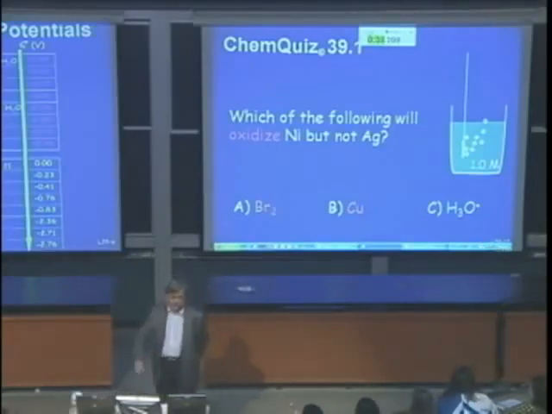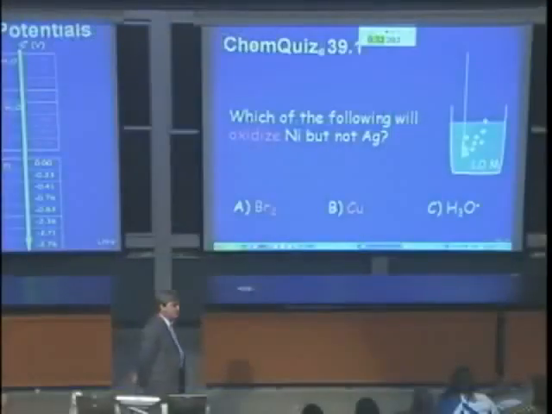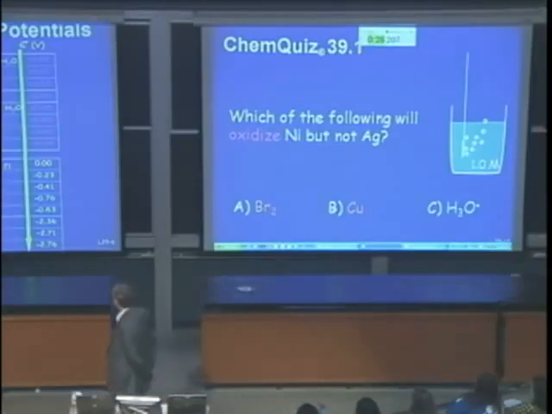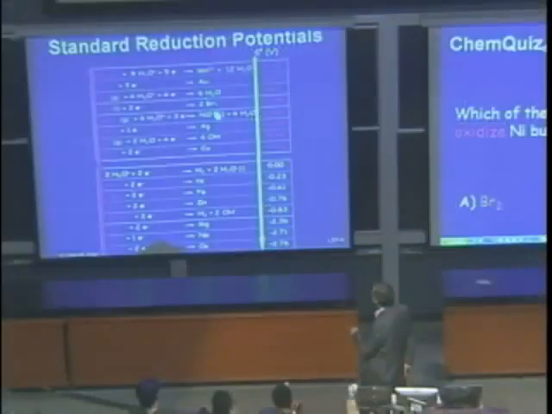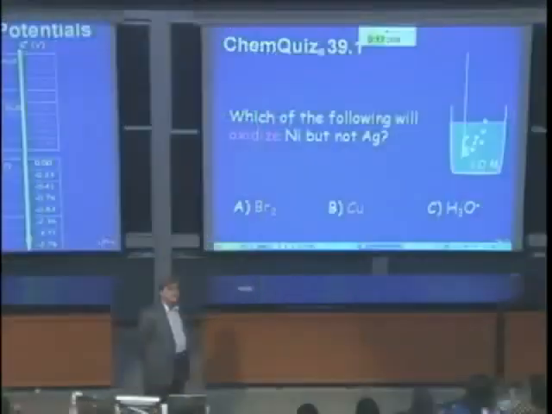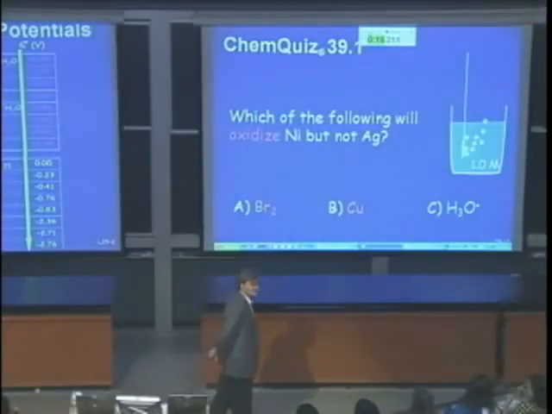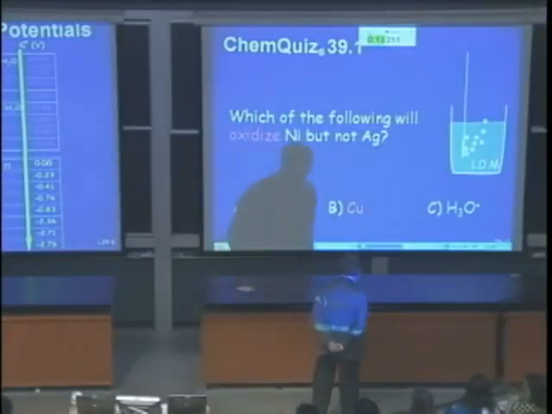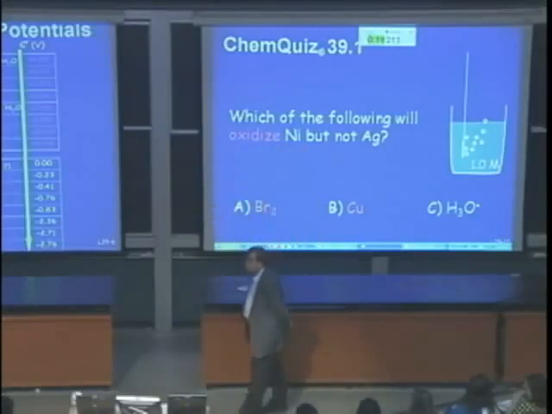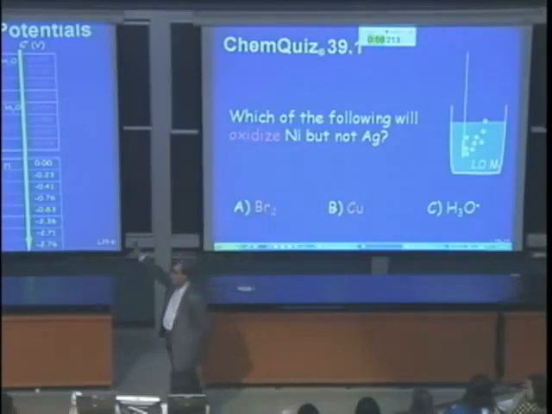So what's the highest potential? That can oxidize everything below. But that's not what you want. You want it to oxidize nickel, but not silver. It's handy stuff, this reduction potential, once you get the hang of it.